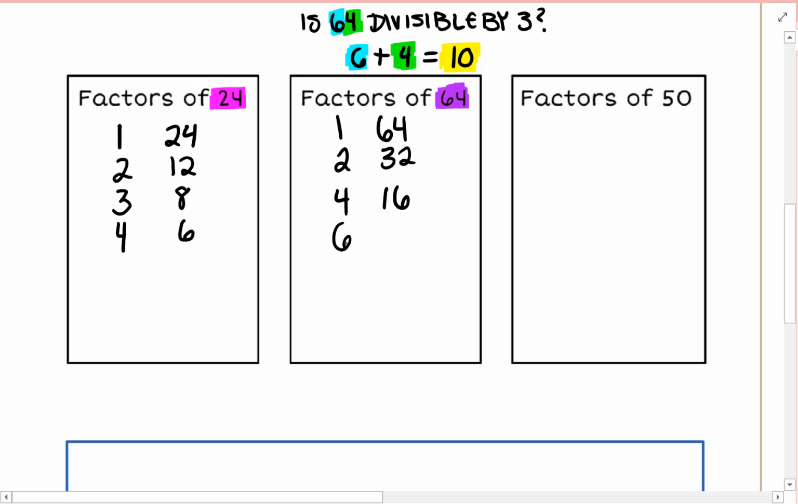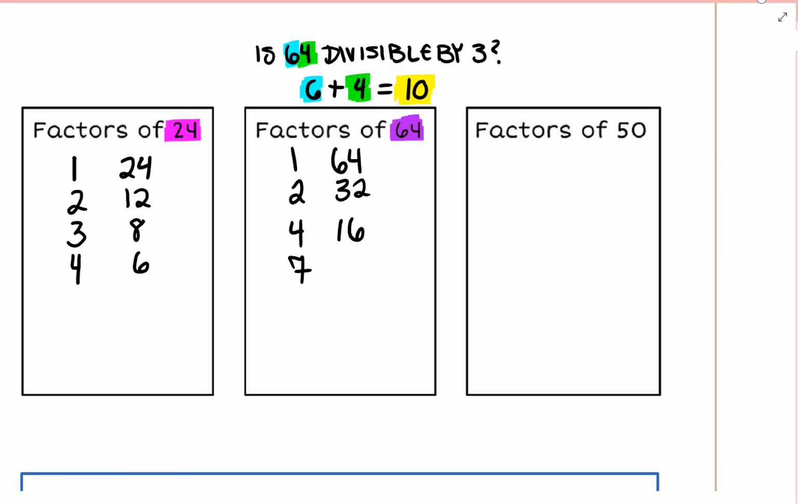What about 6? Remember, in order to be divisible by 6, 2 and 3 must also be factors. But 3 is not a factor, so 6 cannot be a factor. 7. Now I looked at the numbers I know 7 goes into, and 64 is not one of them. It's also helpful to know your multiplication table. What about 8? Oh, hey, I know 8 goes into 64.